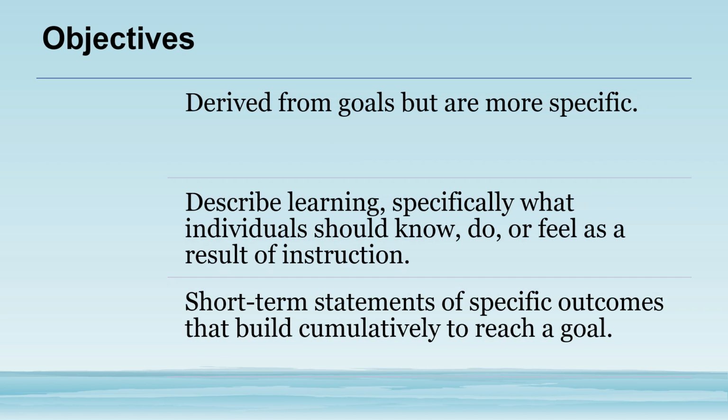Objectives are derived from the broader goals we discussed earlier, but they're much more specific. They describe what learners should know, do, or feel as a result of instruction. In other words, these are the short-term measurable outcomes that we aim for in each lesson or activity. When you think of objectives, think of them as building blocks. Each one contributes incrementally to achieve the overall program or course goal, much like our learning objectives at the beginning of each chapter.